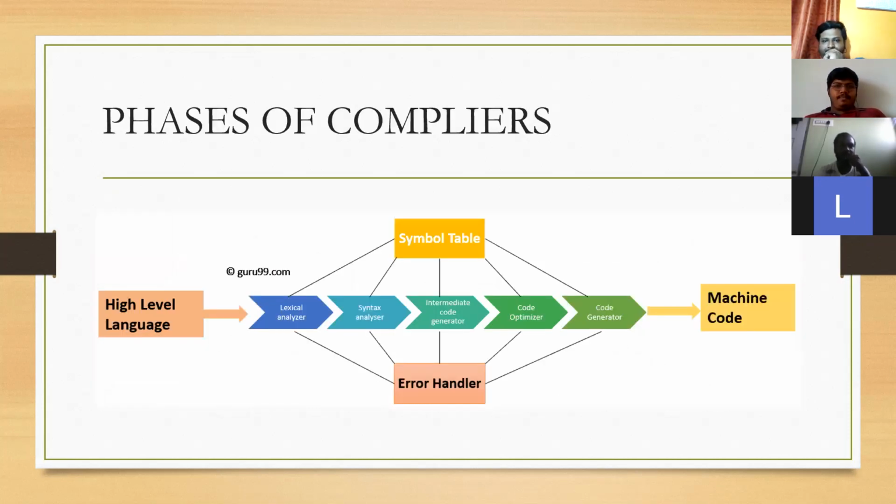These are the phases of a compiler. It is a pictorial representation of how the source code written by a human is converted into machine level code. At first, it goes to the lexical analyzer. In the lexical analyzer, the source code is broken into a series of tokens by removing any white space or comments in the source code.